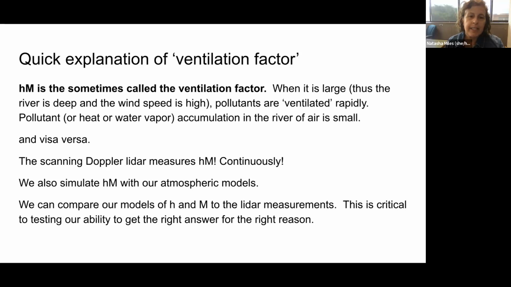And so this ventilation factor, H times M, is large when the river is deep and the wind speed is high. The pollutants are transported out of the area quickly, or ventilated rapidly. And so any pollutants you have, or heat or water vapor, don't accumulate very much. But the opposite is true when you have a shallow river or the wind speed is low.